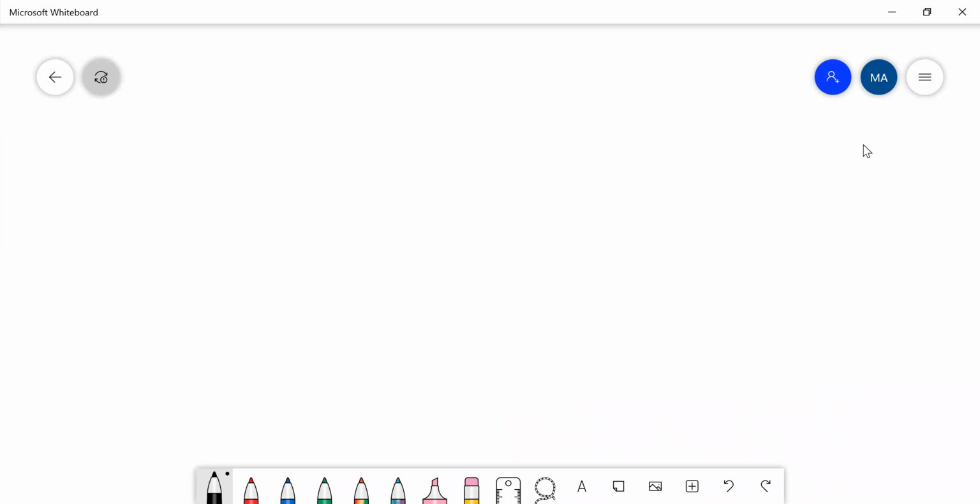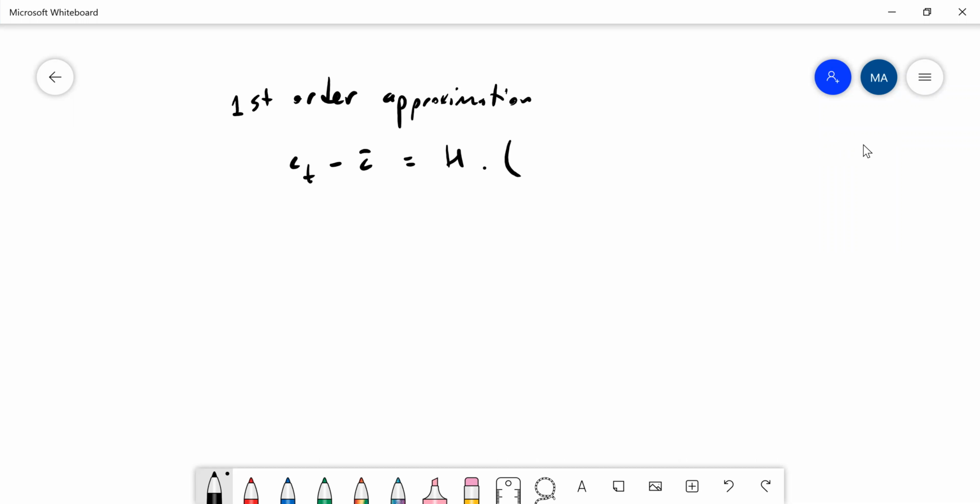So in the first order approximation, you will have something like this. C_t deviated from the steady state will be H times S_t deviating from the steady state, and S_{t+1} deviating from the steady state will be like this. Okay, and obviously these H and G are matrices.